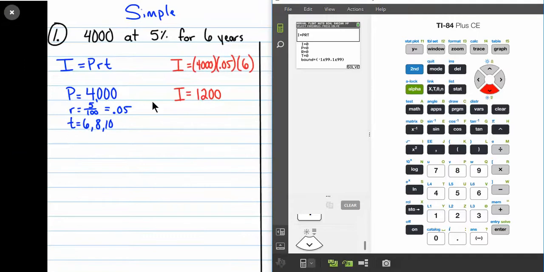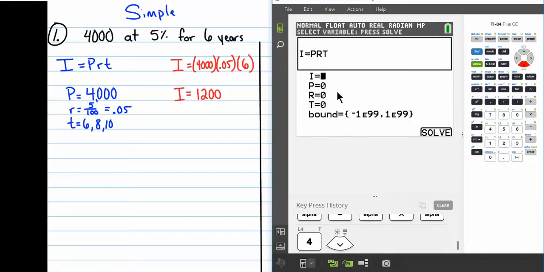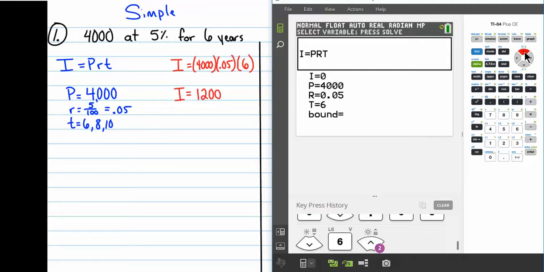Okay, so what is my P? So make sure you always keep in mind where your blinker's at. I move down, and my P in this case is 4,000. My R is 0.05. Careful not to type in 0.5 or something wrong here. And then my T for this one, I'm going to use 6. So I'm going to check for 6 years. Now keep in mind, I already have the answer. I'm just showing a different method. So I should get 1,200, right? So when I go back to I, you're going to press alpha, enter.